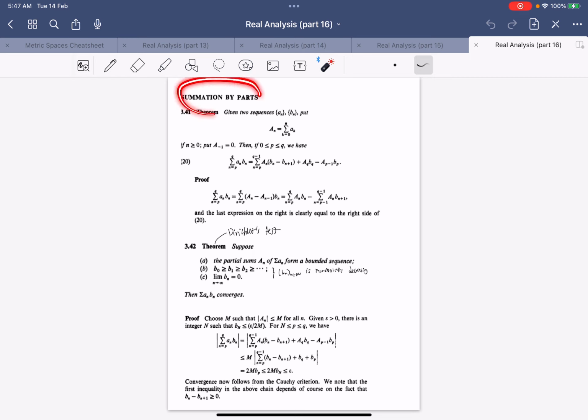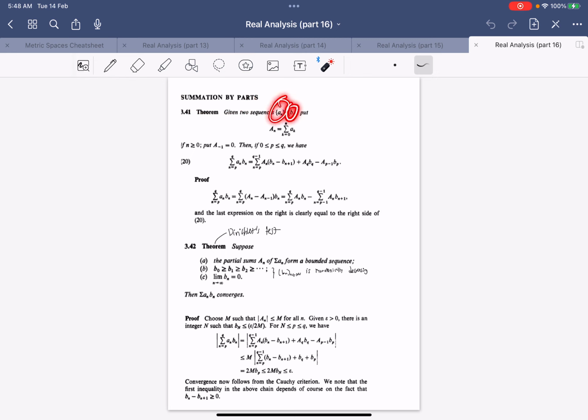So we'll start with this formula known as the summation by parts. It's something analogous to your integration by parts that I've done in a calculus video, so you can check that out. And summation by parts is just the formula for summations instead.